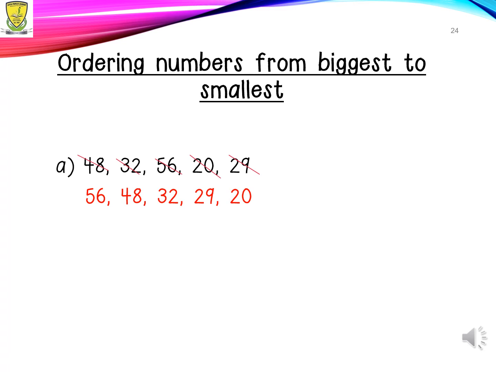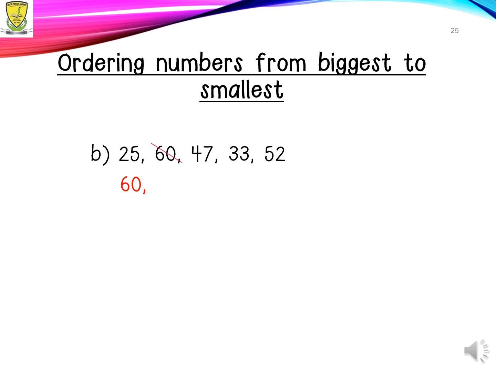Now let us read the set of numbers from biggest to smallest. 56, 48, 32, 29, and 20. Now we need to complete B. Remember, we are still ordering from biggest to smallest.